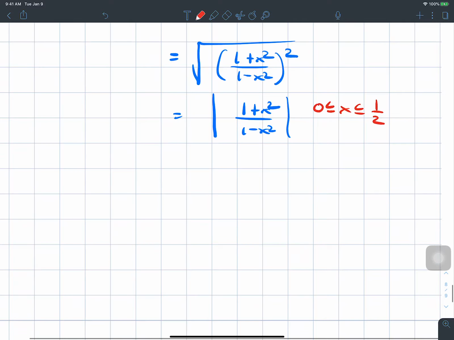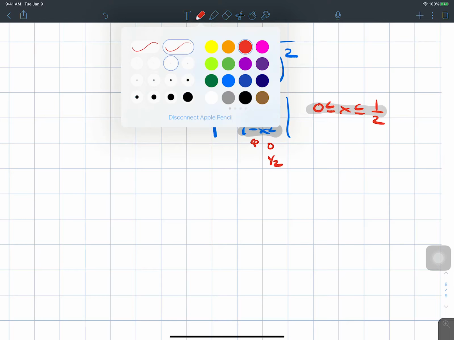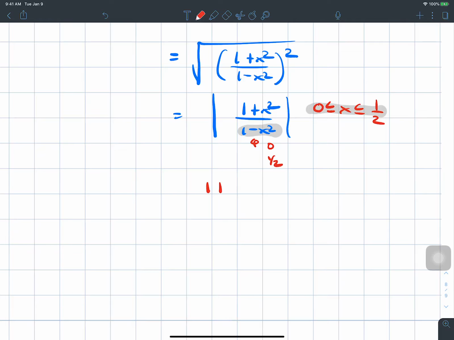And I want you guys to notice something here. The numerator is going to be positive. The denominator, because you have 1 minus x squared down here, right? If I plug in x is 0, 1 minus 0 squared is 1, and that's a positive number there. If I plug in x equals 1/2 now, I get 1 minus 1/4. So my point is, for all these values of x, the denominator is positive. My numerator is already positive. What I'm really saying is 1 plus x squared over 1 minus x squared is positive for the values of x that we're looking at.